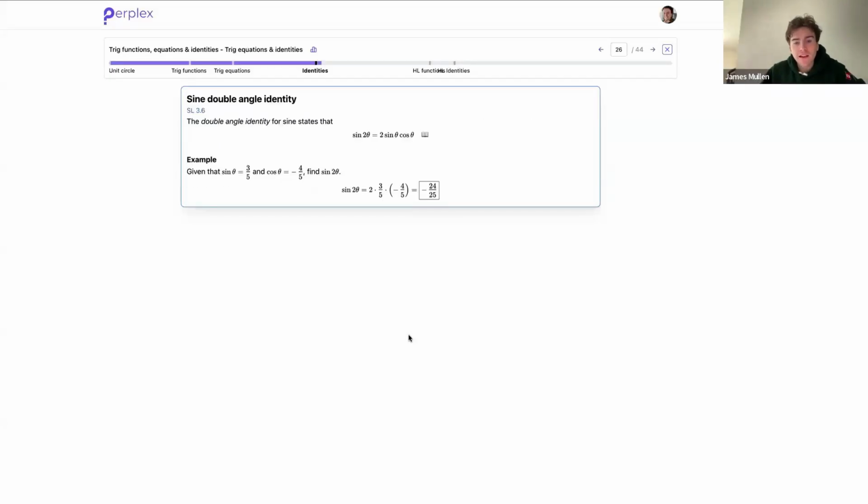Next is the double angle identity for sine, okay? And it basically states that sine of 2 theta is 2 sine theta cos theta. I'm not going to bother proving it. It's a little bit of a waste of time. You can go find a YouTube video that does that if you'd like.